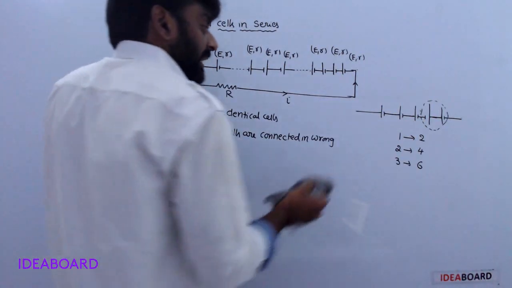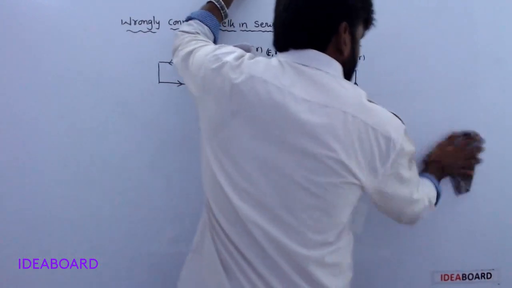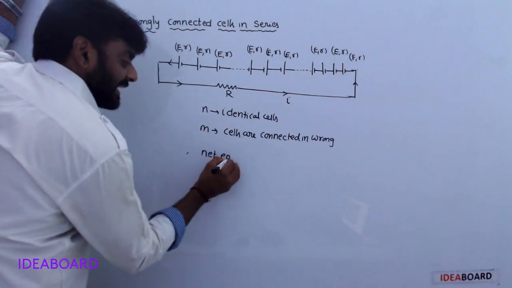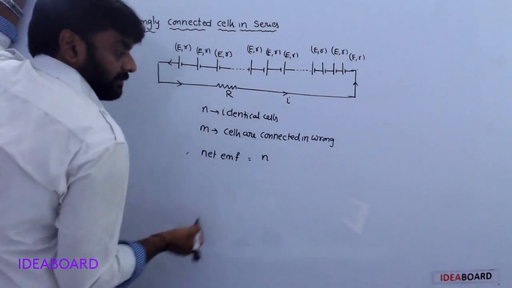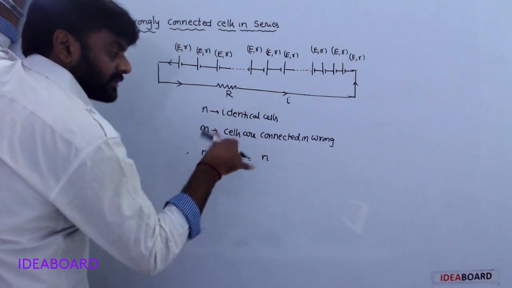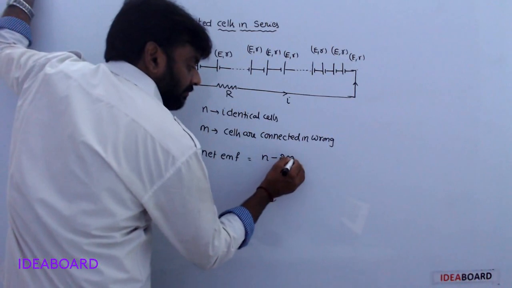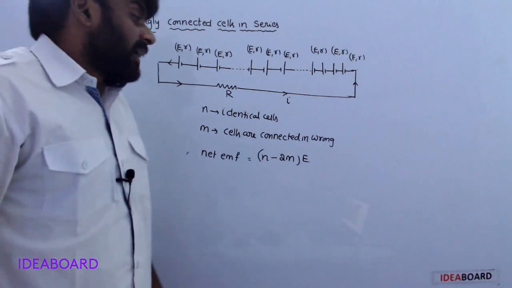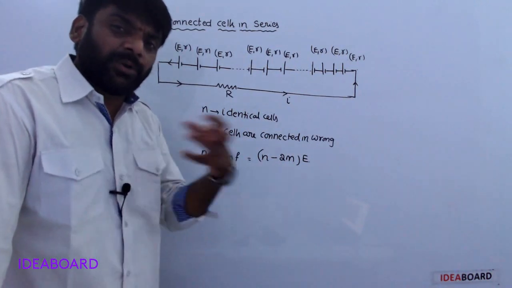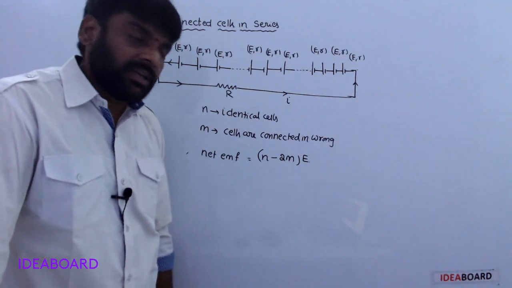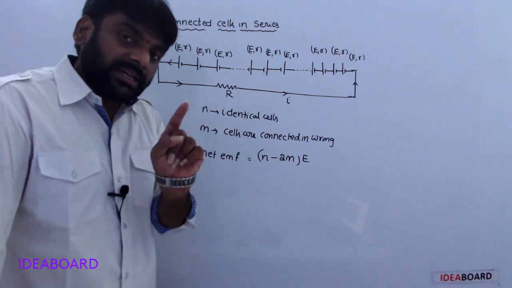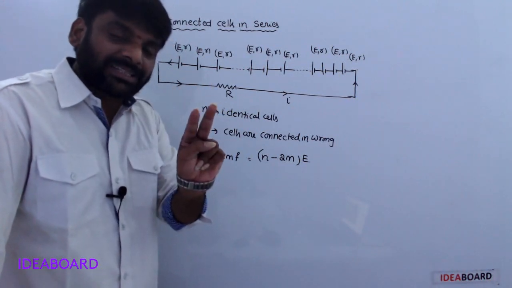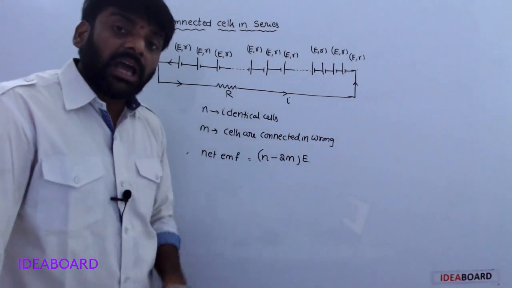So that means if m cells are connected wrongly, then for the net EMF, with total cells n, you take 2m times E. Understood or not? Already we discussed opposition in series. One cell connected in the wrong way means two cells are damaged, damaged in the sense of opposition.